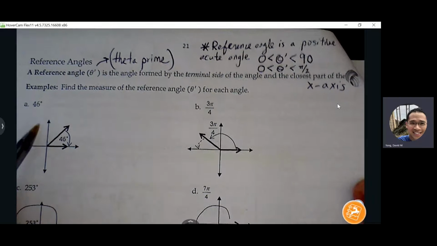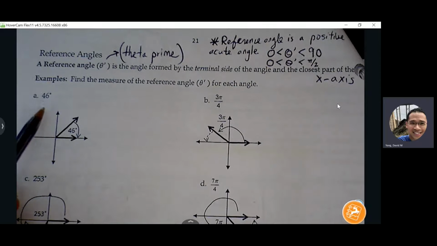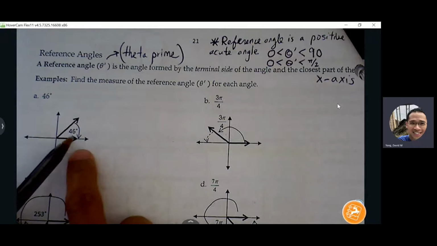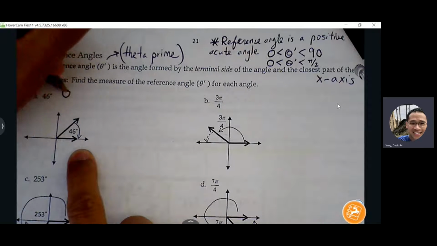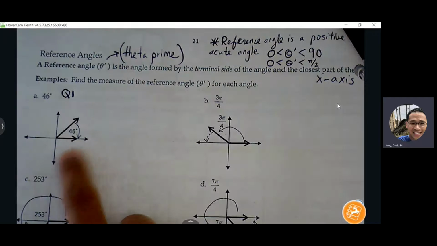So let's start off with the easy one here. 46 degrees. 46 degrees is in the first quadrant. The quadrant is going to be helpful down the road, so I'm just going to list that out. Quadrant 1.